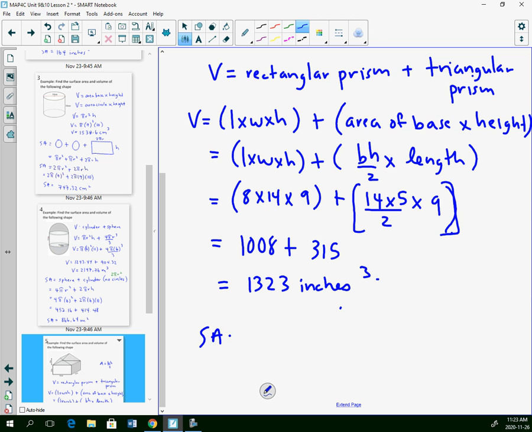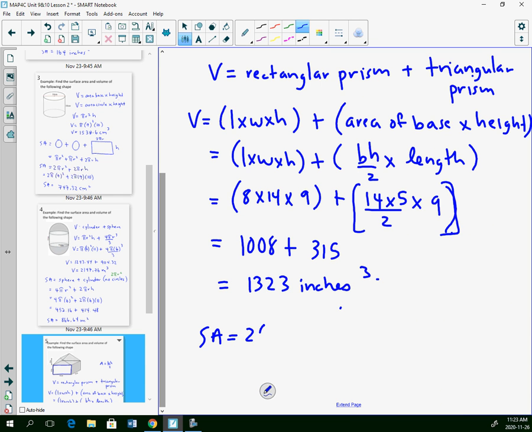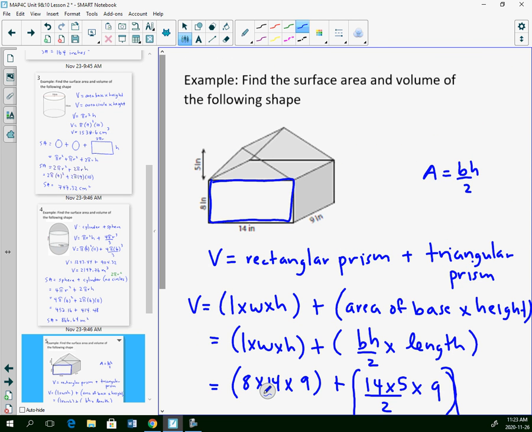So let's look at surface area. So remember, only covering the outside, right? So we've got a side that is 14 by 8, and we would have 2 of those. We've got a side that is 9 by 8, right? This is 8, and we've got 2 of those.